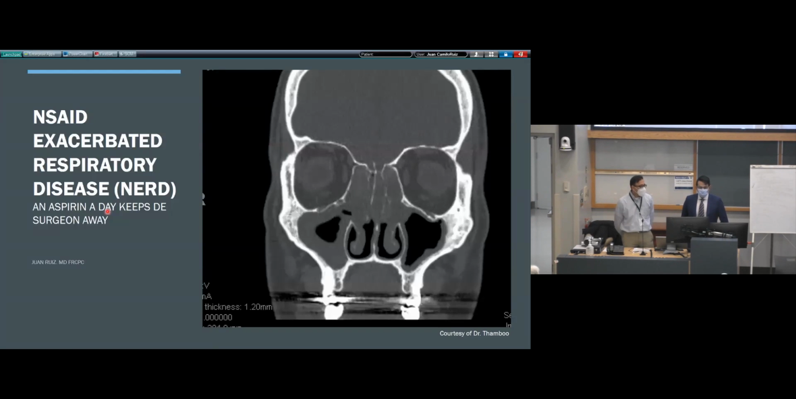So his talk today is going to be on NSAID exacerbated respiratory disease. An aspirin a day keeps the surgeon away.